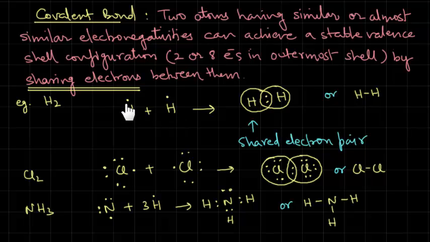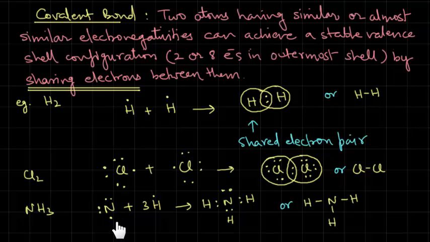Let's take two hydrogen atoms. Both of them have one valence electron each. This one electron is being shared by both, and the other electron of hydrogen is also shared by both. So both of the hydrogen atoms now have a noble gas configuration by having these two shared electrons. This is called a shared electron pair, and it's represented by just H-H. For chlorine, chlorine has 7 valence electrons. So two chlorines will share 1 electron each. So both will have 8 electrons.